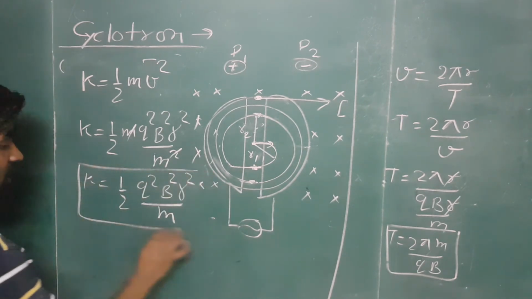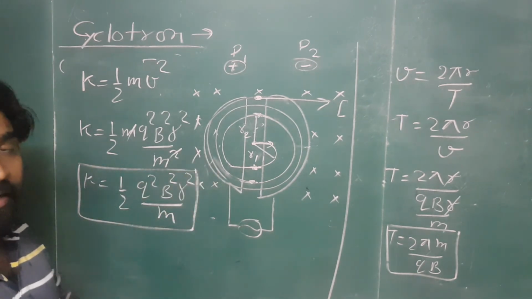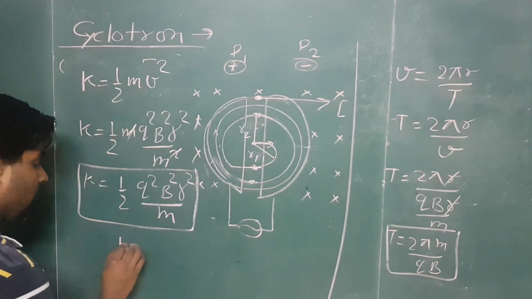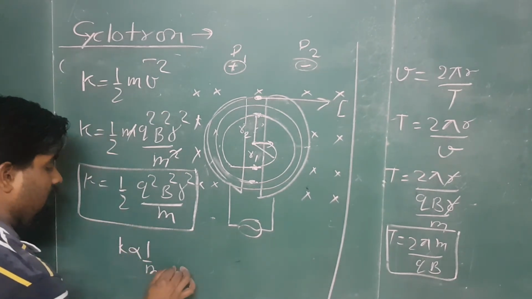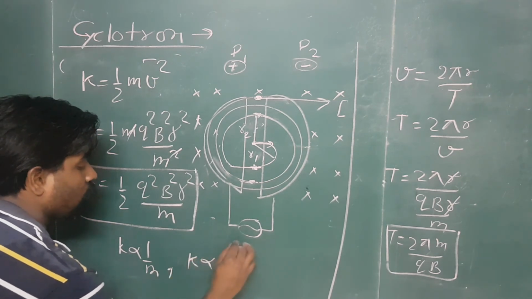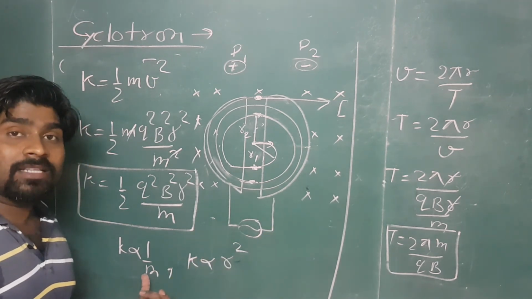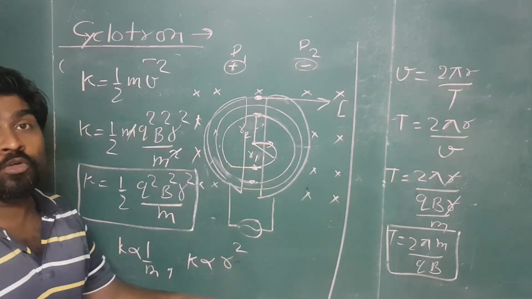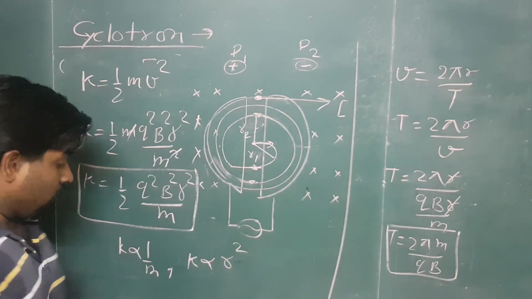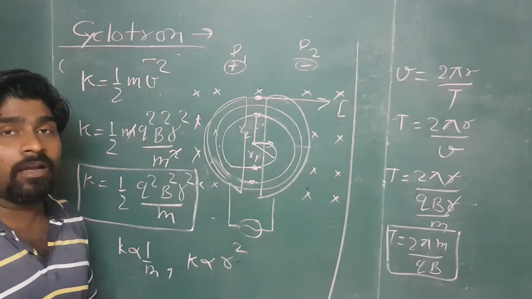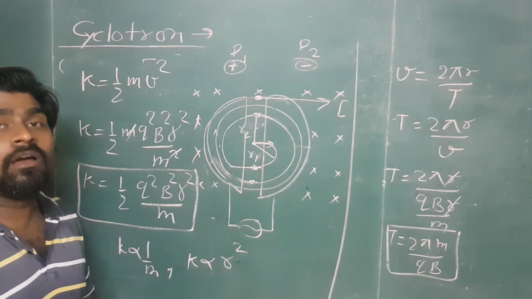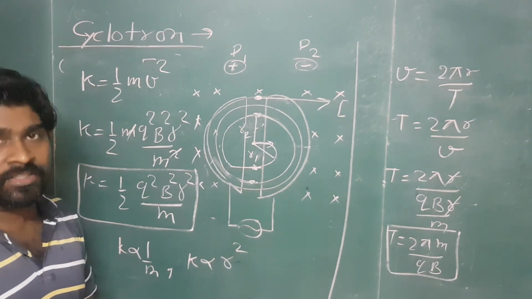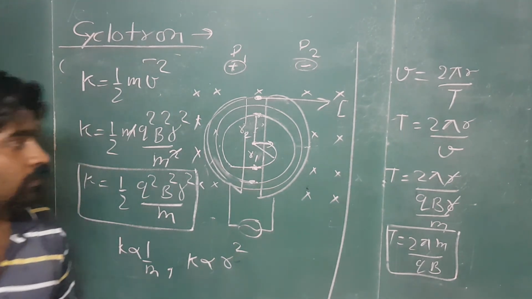So you can see this is the formula of kinetic energy, and again the kinetic energy is inversely proportional to the mass, and it is directly proportional to the square of the radius. If the mass is less, kinetic energy would be maximum, and if the kinetic energy is maximum, the radius will also be maximum. Okay, so that's why we are not using light charged particles like electrons. We are using heavy charged particles, protons, alpha particles, and other different charged particles. Hope you learned. Thank you.